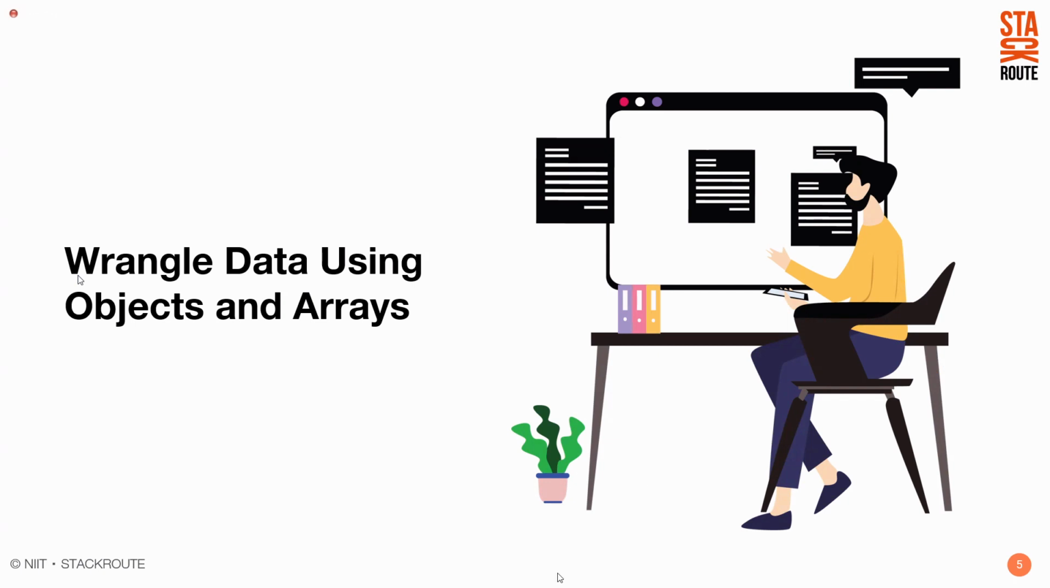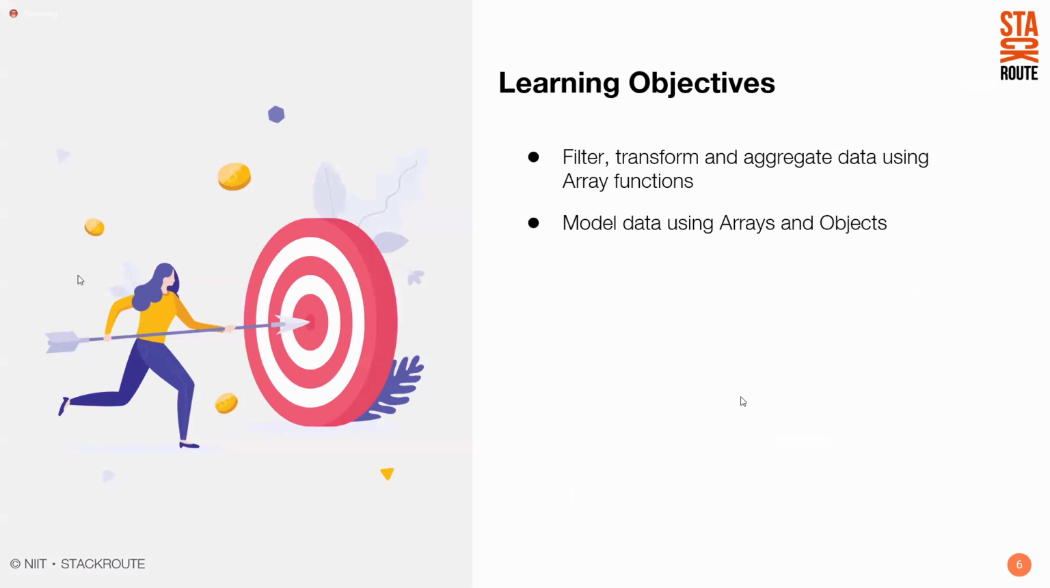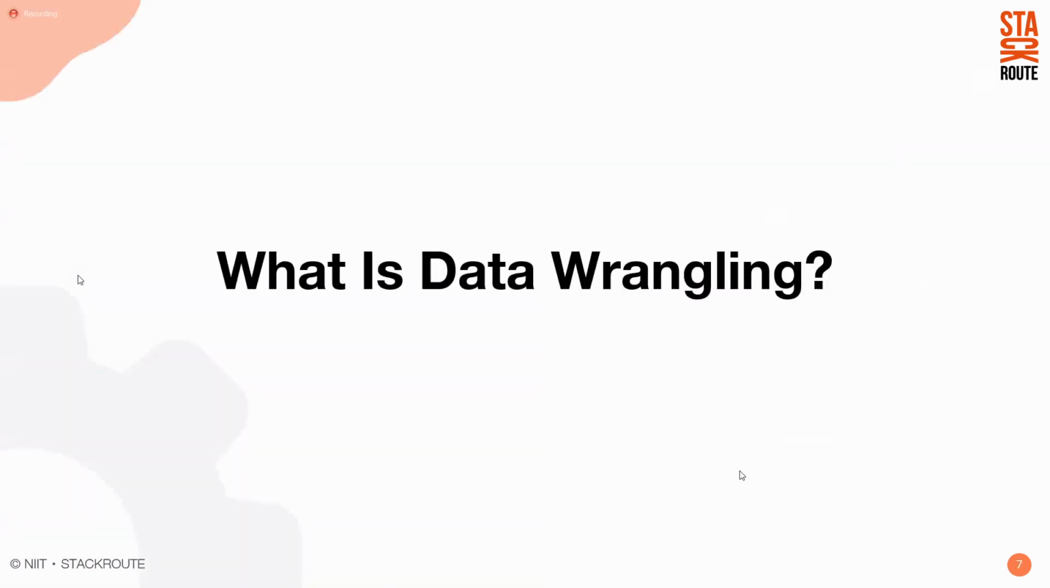So let's get into the topic. Again, I'm repeating, we will not deal with tables or graphs because JavaScript does not support complex data types. Handling collections of data in JavaScript is possible only with the help of arrays and objects. So I am going to apply wrangling to arrays and objects, only these two complex types. In this session, we are going to filter, transform, and aggregate the data using array functions. The first topic deals with arrays and the second topic deals with objects, modeling the data using arrays and objects. So what is data wrangling?